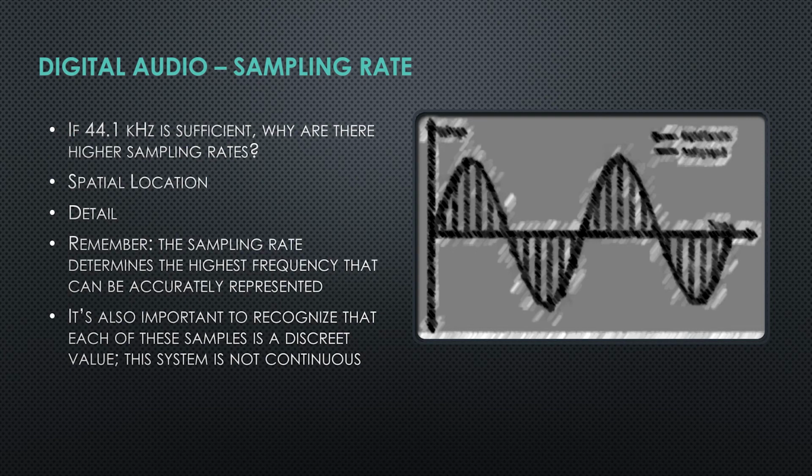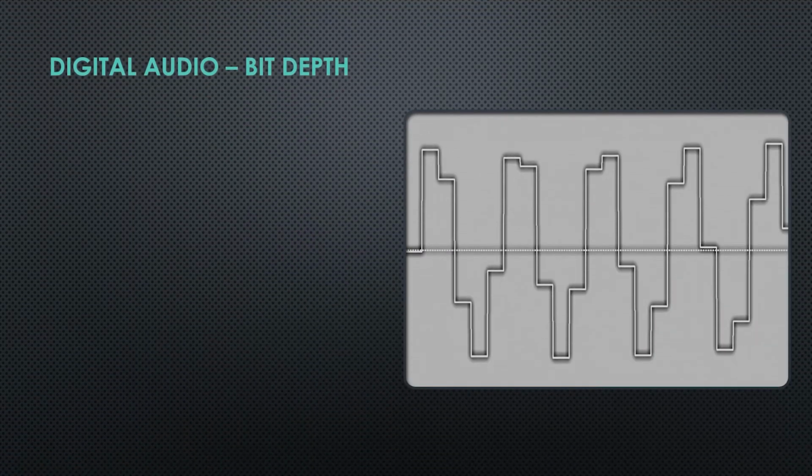Each one of those things by itself is meaningless. It's how they are all connected that becomes important. But remember that each is discrete. The other fundamental concept of digital audio is bit depth. So sample rate is huge. That takes into account frequency. If we don't have enough samples, we can't accurately recreate certain frequencies.